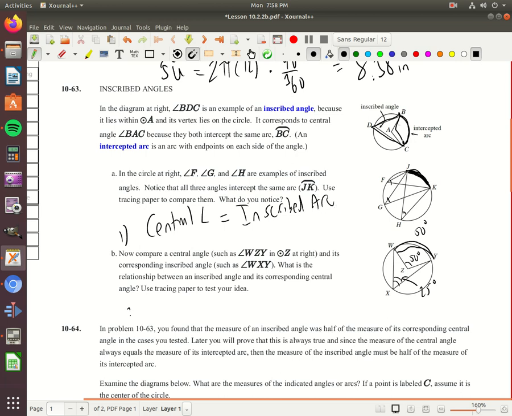Well, the second thing that we're going to learn is that if you double the inscribed angle, oh wait, I keep calling it inscribed arc. It's an intercepted arc, my mistake. Intercepted arc. Okay, so if we double the inscribed angle, it's going to be equal to the intercepted arc.